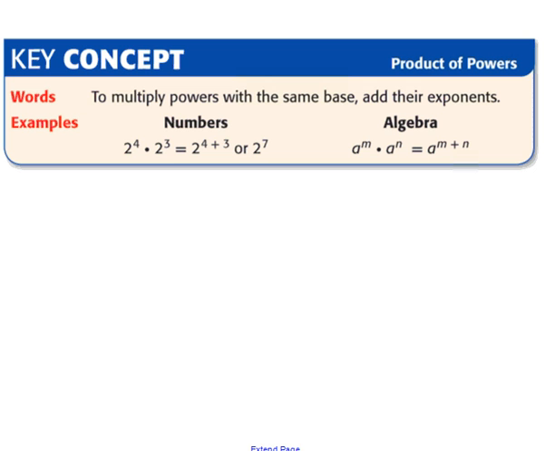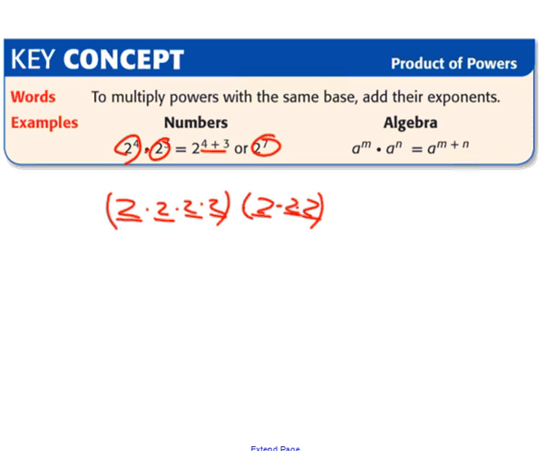If I've got, for example, 2 to the 4th power times 2 to the 3rd power, that's the same thing as saying 2 to the 4 plus 3, or 2 to the 7th power. If I go 2 times 2 times 2 times 2, that's 2 to the 4th. Then I take that times 2 to the 3rd, 2 times 2 times 2. So I've got 2 to the 1, 2, 3, 4, 5, 6, 7, or 2 to the 7th. It is 2 to the 4 plus 3, or 2 to the 7th.